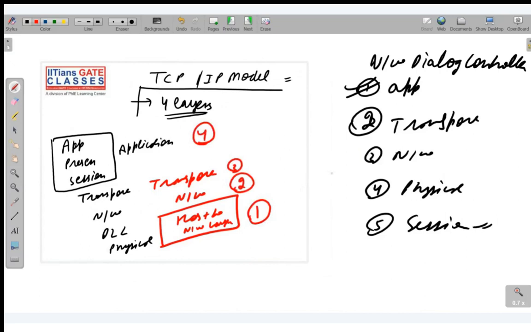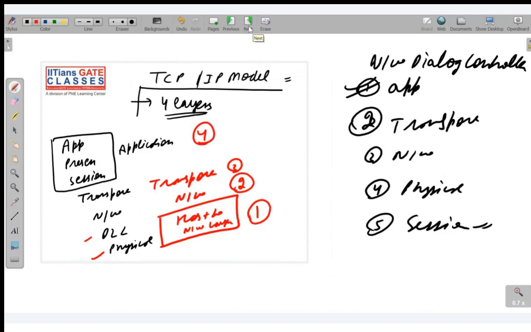But for our convenience, we will study these layers as physical and data link. So what we are studying in TCP/IP model, we will say for our convenience, we have five layers. Again and again, I'm repeating. Let me write that in the next slide. Please take a snapshot. This is a very confusing point and many students get confused here. So take a snapshot. I will jump to the next slide.